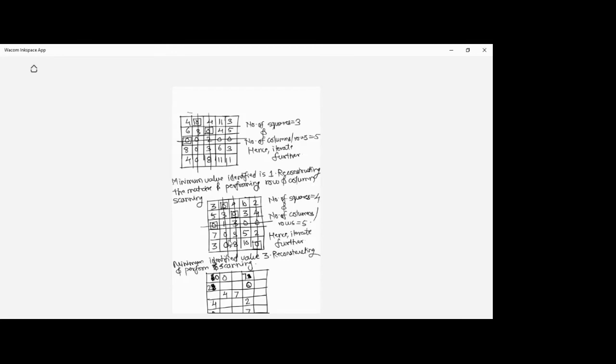So it is 0, 4, 2, 3, 0, 4, 0, 0, 0, 7, 0, 3, 2, 3. Okay, here we have 0, 8, 0.